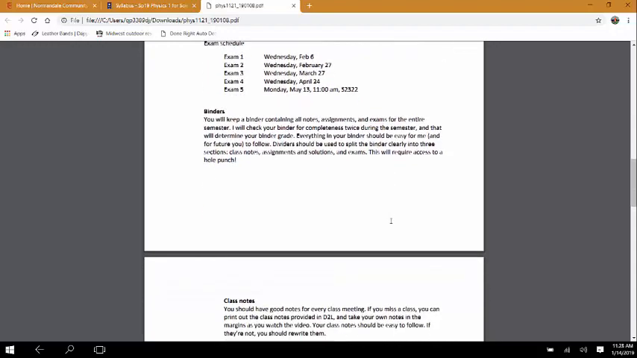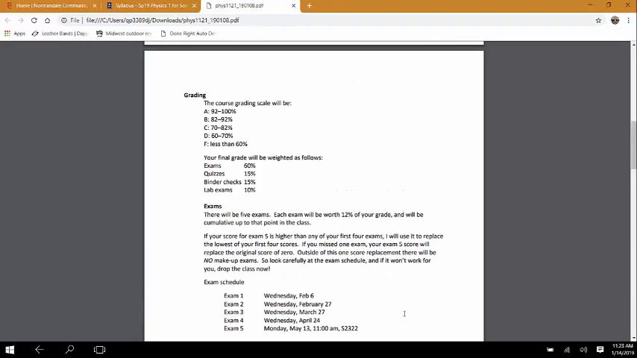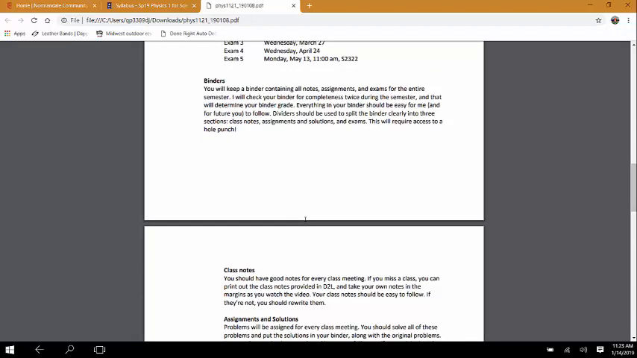Okay. The next part of the grade is, well, I have them out of order, I guess, but binder checks I'll talk about next. Okay, so your binder should have 3 dividers in it. So it's separated into 3 sections. The first section is your class notes. The second section is the assignments and your work on the assignments and the solutions that I post. And then the third one is exams and quizzes.